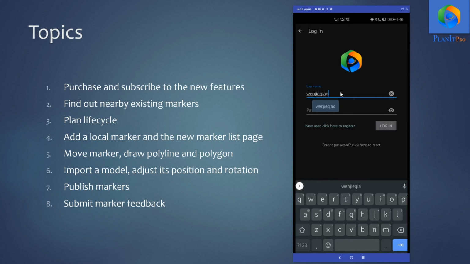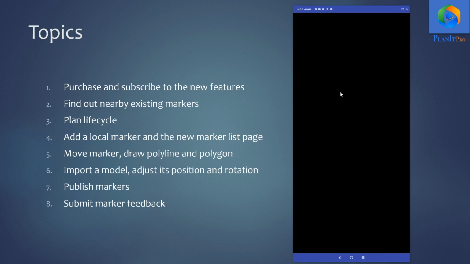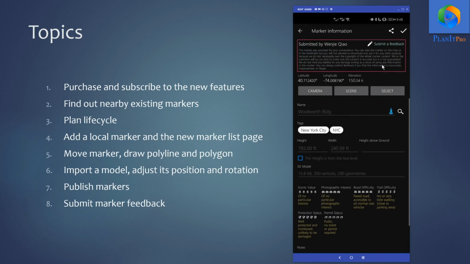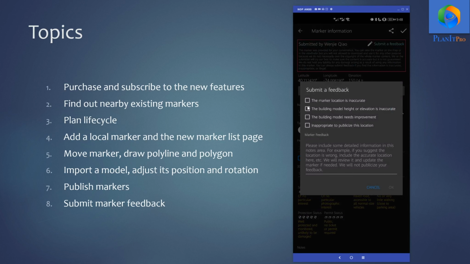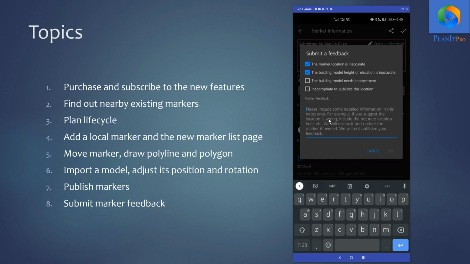I use my personal account to log in. So I submit the feedback, and here you can specify what kind of error it is. The reason the marker could be wrong is because the model could be wrong, sometimes the height is wrong, sometimes the location is wrong. From here you can check whatever makes sense. Then you can enter all the text details here to tell the admin what's wrong about this marker and how to correct it.